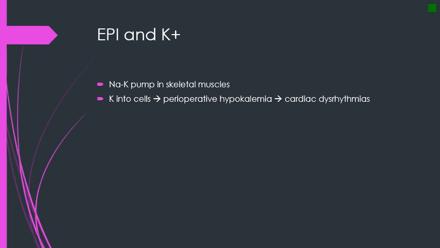Epinephrine actually works on the sodium-potassium pump in the skeletal muscles to drive the potassium into the cells, which can produce a perioperative hypokalemia and can cause some cardiac dysrhythmias both intra-op and post-operatively. So if your patient's on an epinephrine drip, or if you've utilized a lot of epinephrine with boluses throughout the case, or if you've resuscitated your patient, definitely be checking your potassium levels.